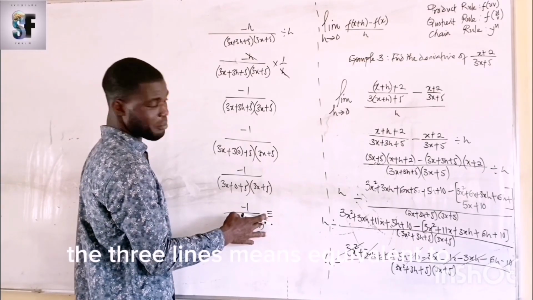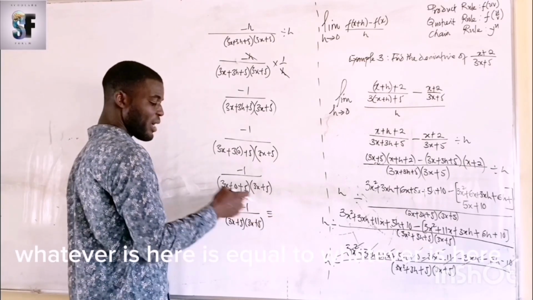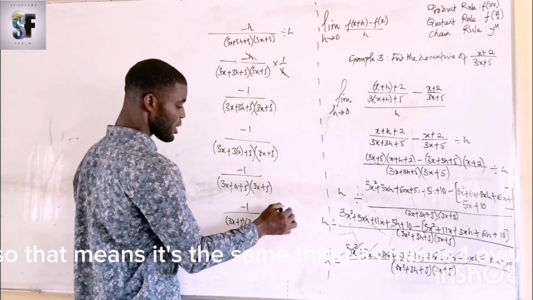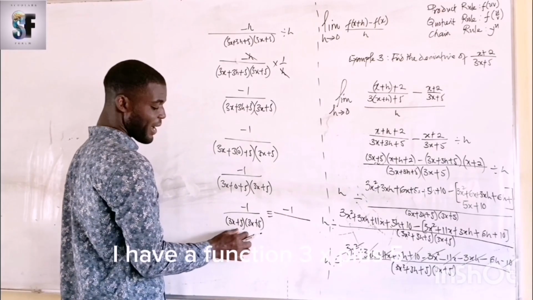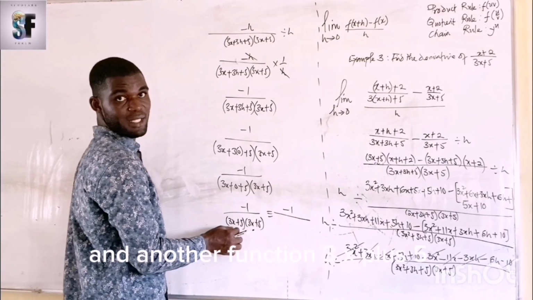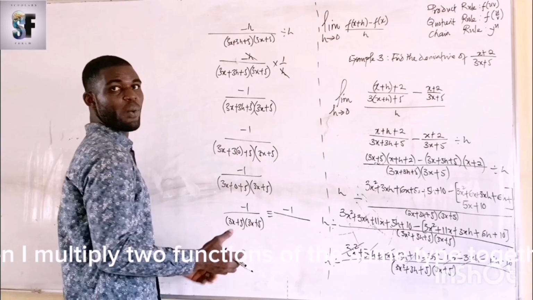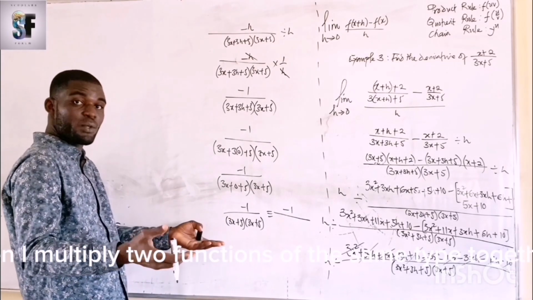The three lines mean equivalent to, so whatever is here is equal to whatever is here. So that means it's the same thing as minus 1 over... I have a function 3x plus 5 and another function 3x plus 5. When I multiply two functions of the same type together, what does it give me?